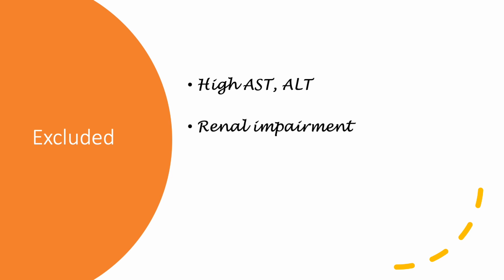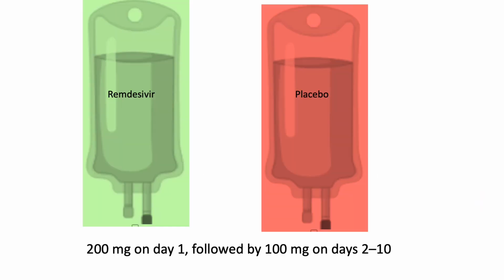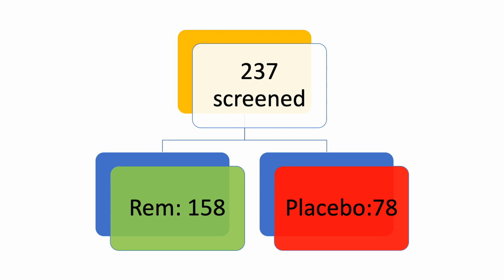They also excluded patients who had renal impairment, patients who were on CRRT, or patients who were on hemodialysis. Other treatment modalities were permitted according to the judgment of the treating physician. Remdesivir was administered in a dose of 200 milligrams on day 1, followed by 100 milligrams from day 2 to day 10. So they screened 237 patients, out of whom 158 were allocated to receive Remdesivir, while 78 patients received the placebo injection.